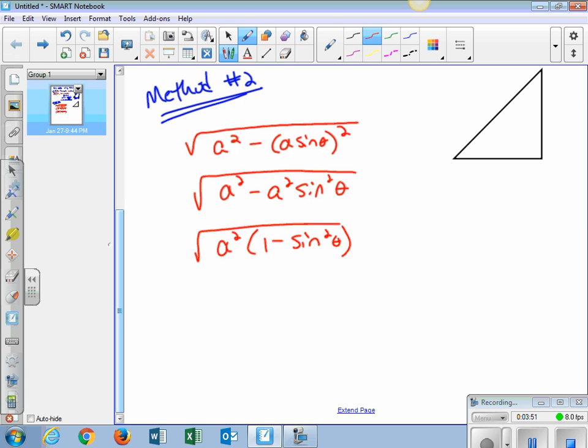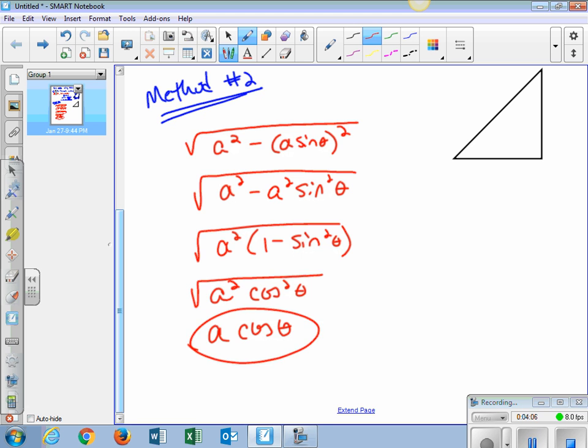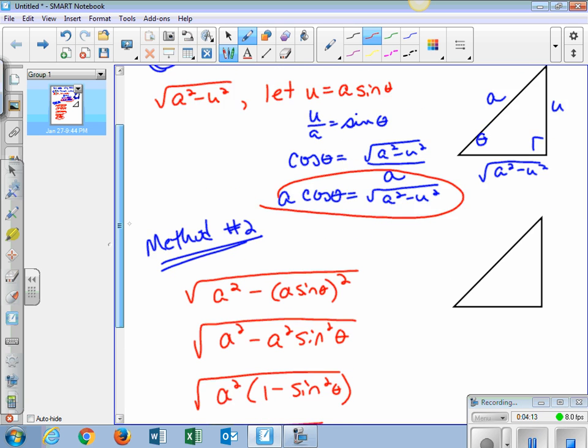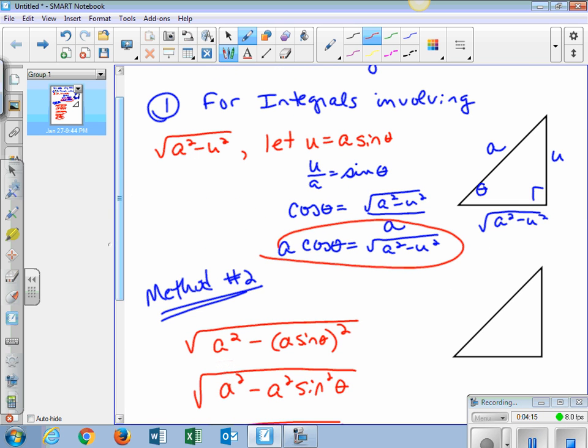Well, what is 1 minus sine squared? I heard you all yelling that. Cosine squared, right? So if I have an a squared times cosine squared inside my radical, I would just get my a cosine theta. Okay? So again, you see I get the same result, just thinking about it a different way. But the main thing to remember in this first one is that if you have your a squared minus u squared underneath that radical, you're going to let u be equal to a sine of theta.